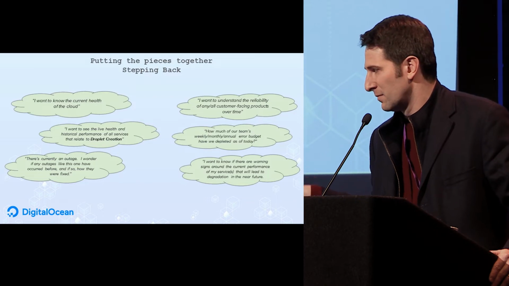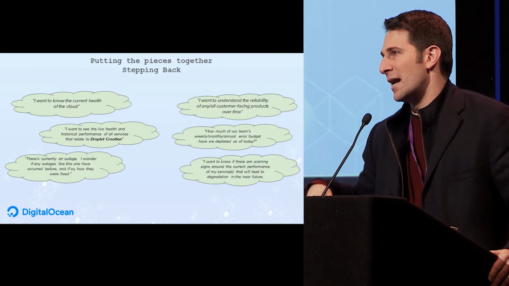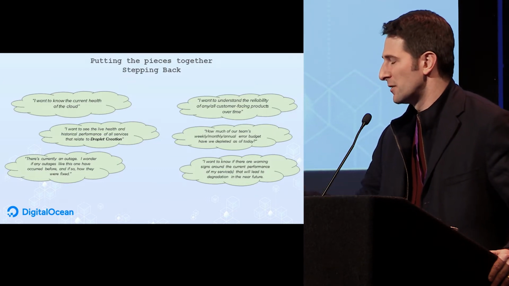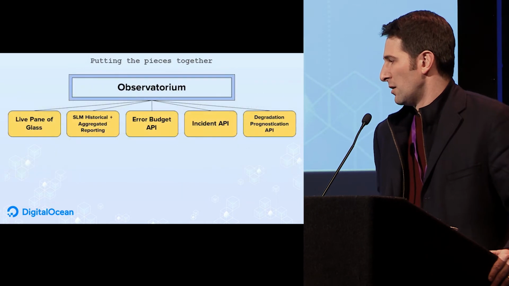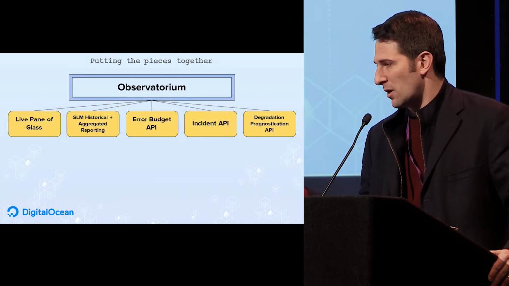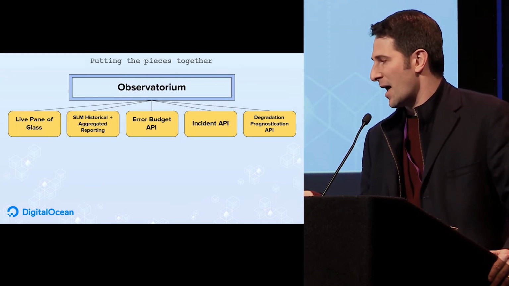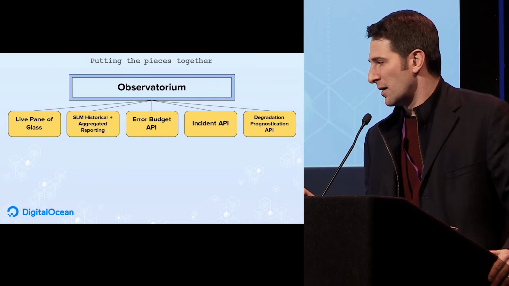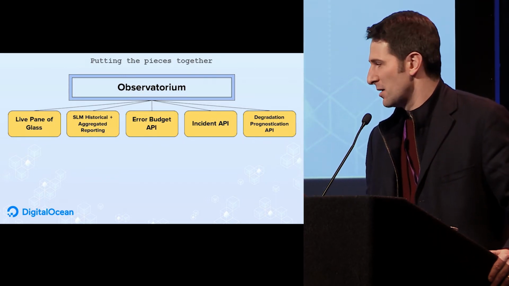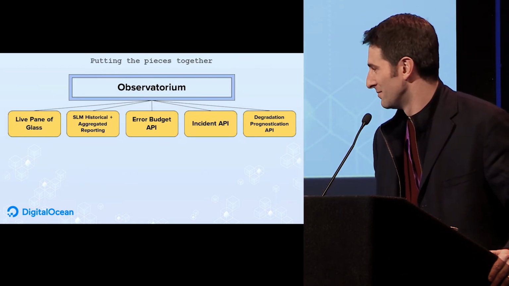We already talked about them, umpteen times. But it's all about how we're designing this complex data product from that architectural diagram to meet the needs of the stakeholders in the organization. Right, so a little different view into the structure. What we just saw in that little UI snapshot was the live pane of glass, the ability to have SLO and SLI historical data and aggregated reporting. There's the error budget API, an incident API, and a degradation prognostication API, which we might change the name of.